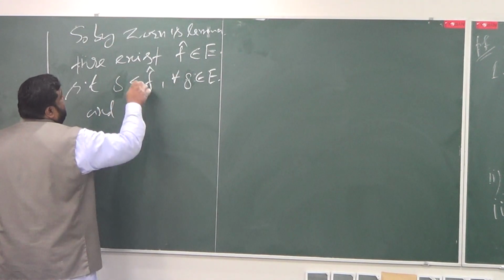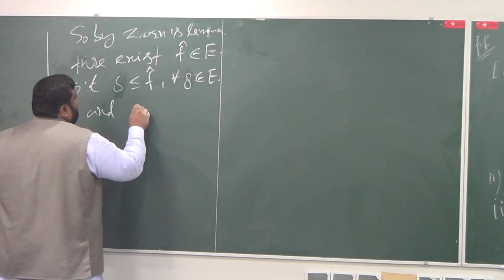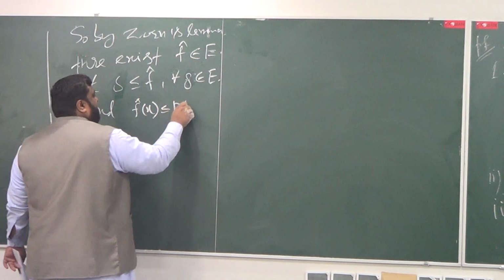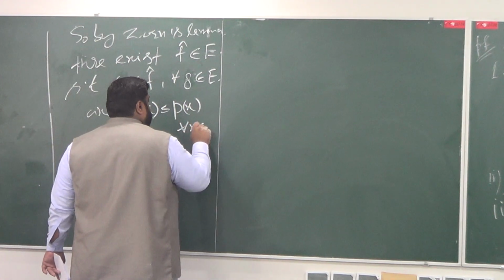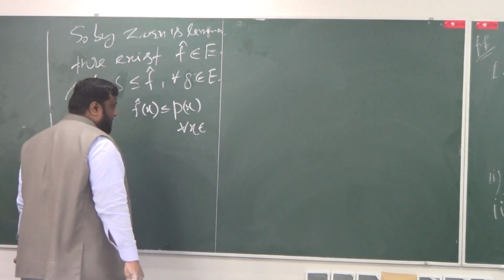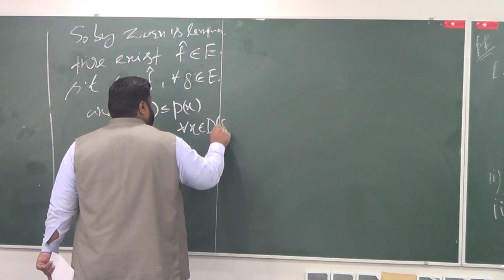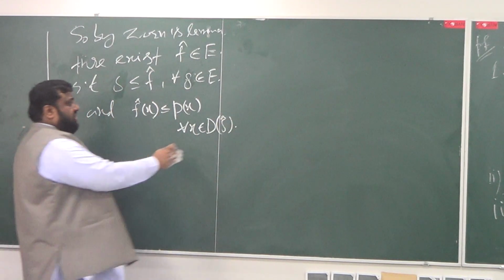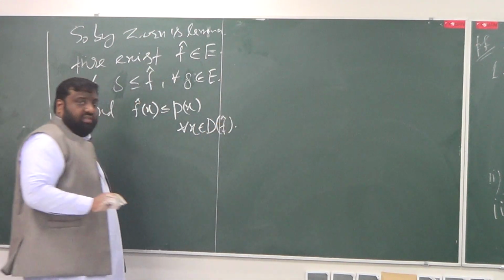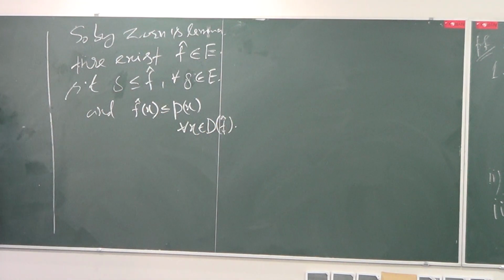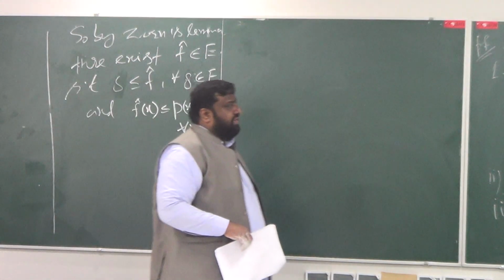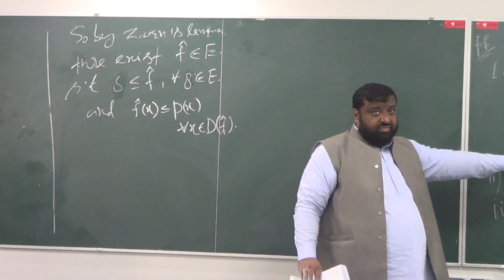And since this f hat is in E, obviously f hat of x must be less than or equal to p of x for all x in what? Domain of g hat. f hat, sorry. Yes. Okay. So at this point, this completes the proof of the first step that we did.